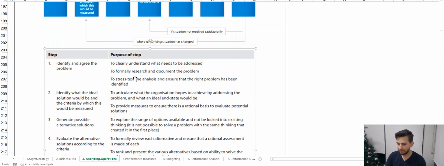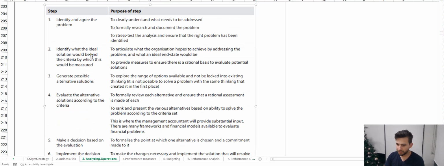The first one, identify and agree the problem. So it's just understand what it is, formally research it, stress test the analysis. Number 2 is identify what the ideal solution would be. So it doesn't necessarily mean come up with the solution. It just says, what's the ideal solution, whether it's achievable or not. And maybe you have more than one solution, and the criteria by which this would be measured. So it's to articulate what the organization hopes to achieve by addressing the problem and what an ideal end state would be, to provide measures to ensure there is a rational basis to evaluate potential solutions.